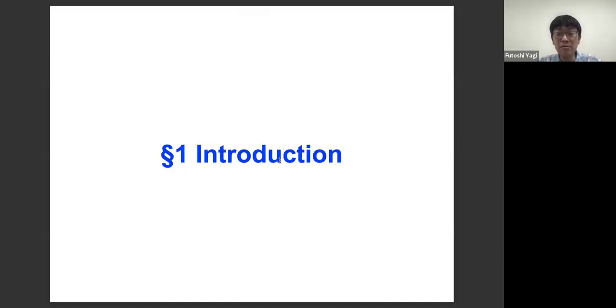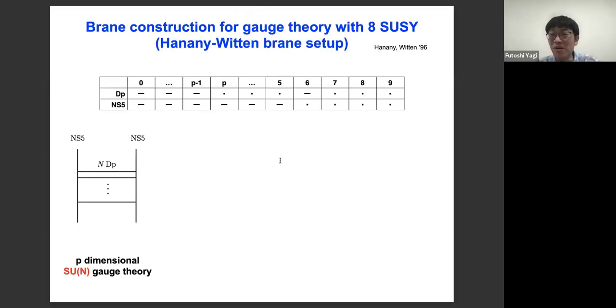Almost all my work is somehow related to brane construction of gauge theory. So let me start from the basic review of the brane construction. If we would like to construct a supersymmetric gauge theory with eight supercharges, we use the Hanany-Witten type brane setup. To consider a p-dimensional SU(N) gauge theory, we consider N Dp branes suspended between two NS5 branes. This is a very famous brane construction for supersymmetric gauge theory.